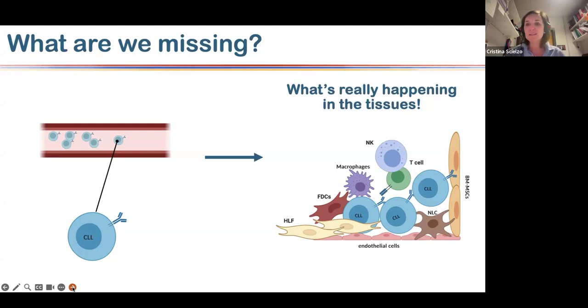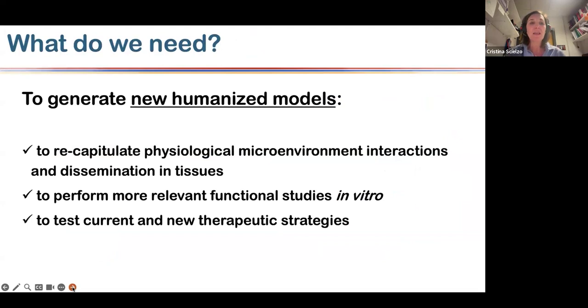We usually don't have access to this tissue because it is very rare and usually goes to the pathologist. So we really need at this point, in my opinion but also in the general opinion, to generate new humanized models, also achieving what we cannot achieve in the mouse model so far: to recapitulate physiological microenvironment interaction and dissemination in the tissue, to perform more relevant functional studies in vitro, and to test current but also new therapeutic strategies in the future, in particular immunotherapeutic strategies.